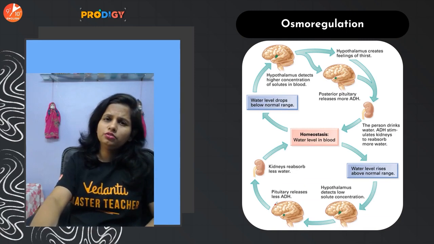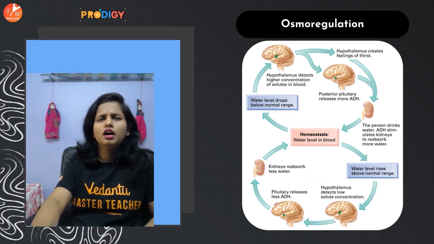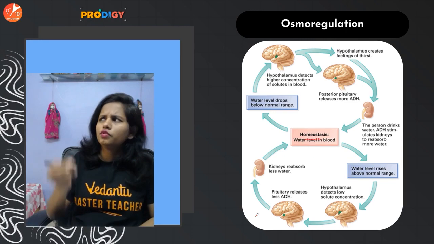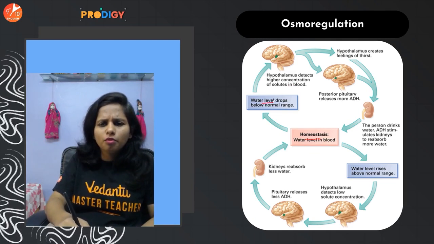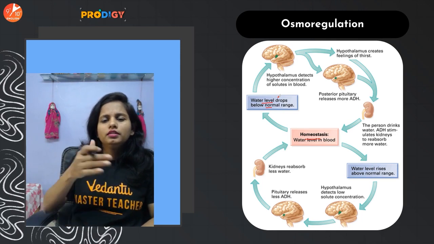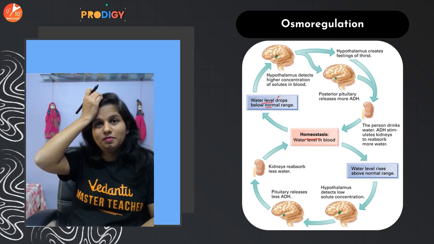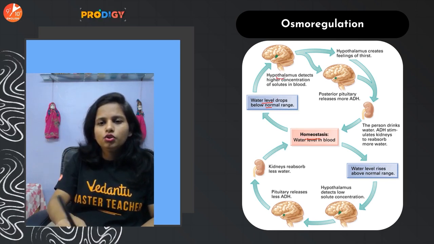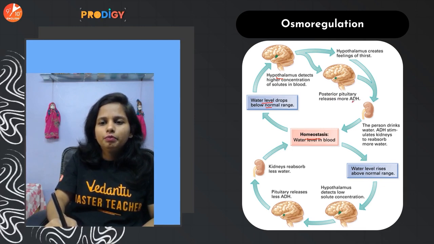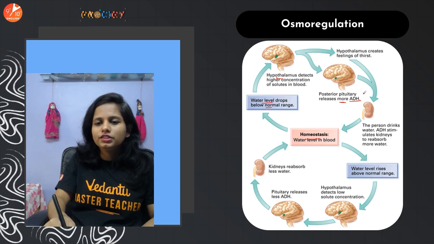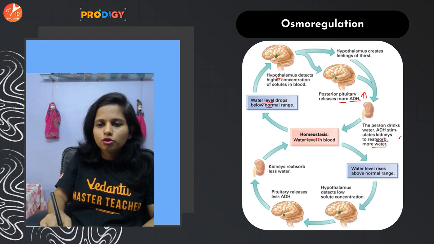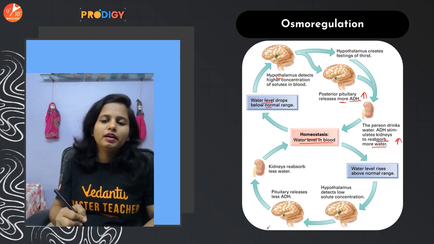And osmoregulation, osmo means water. Water regulation is very simple. Our body always tries to maintain a steady state, which we call homeostasis. So if the body water level drops down, that is detected by the hypothalamus, the master switchboard. The hypothalamus will send a signal to the pituitary gland to produce more ADH, increase the secretion of ADH. Because of more ADH, more reabsorption of water, and then the water level is brought back to normal.